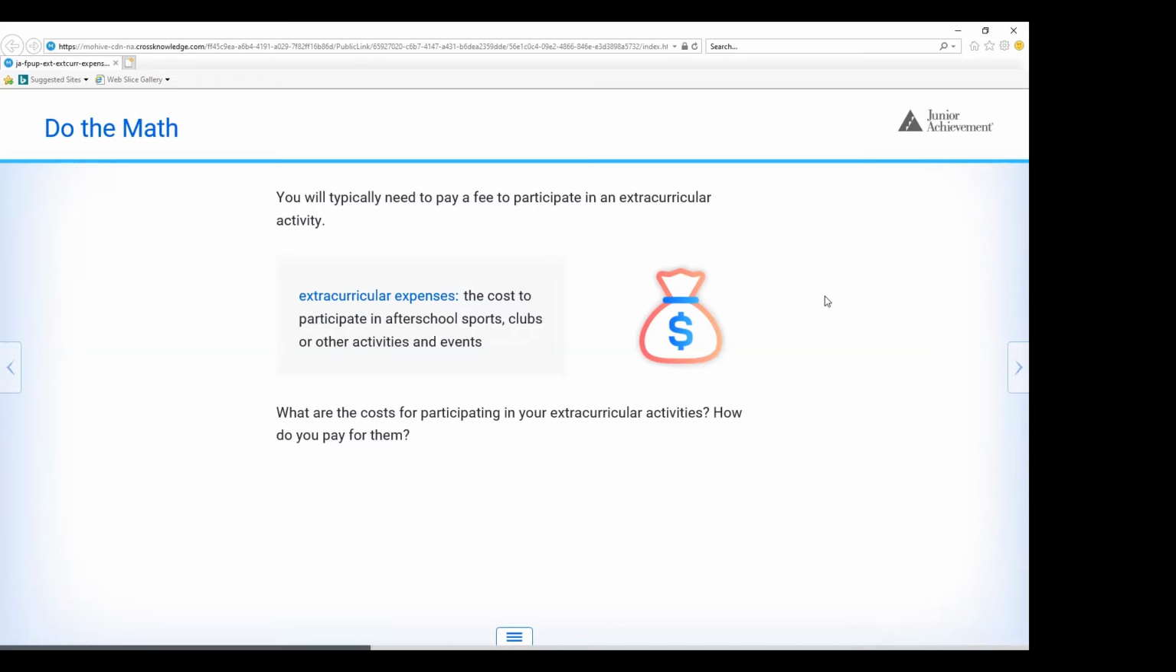fee. Sometimes with some of the clubs and extracurricular activities, there will be fundraisers where you can raise money to be able to go on those different trips, and sometimes you have to pay a little bit out of pocket. What are the costs for participating in your extracurricular activities that you participate in at school, and how do you pay for them?